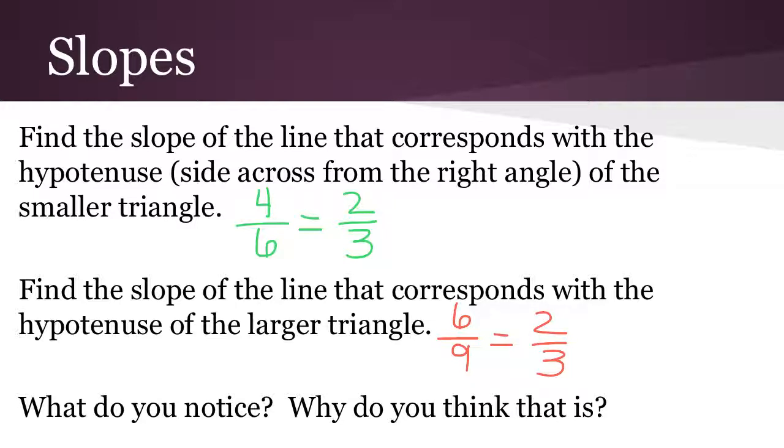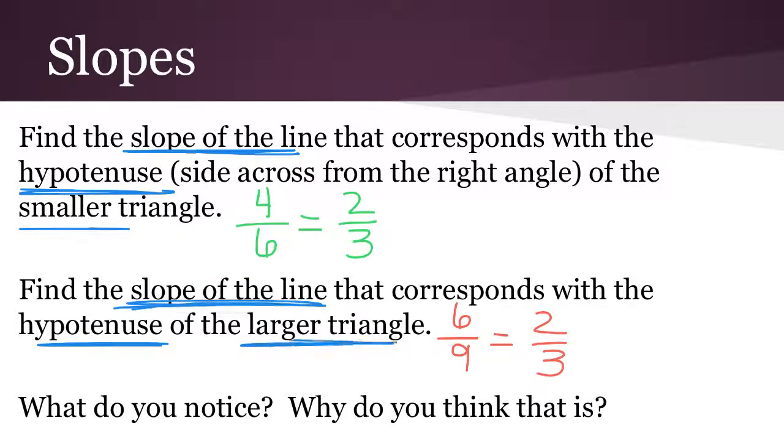So it appears that the slope of the line for the hypotenuse of the smaller triangle is exactly the same as the slope of the line for the hypotenuse of the larger triangle. So I'm thinking that looking at my diagram, my line is the same line, it's just extended from the smaller one to the bigger one. So of course it makes sense that the slope would be the same.